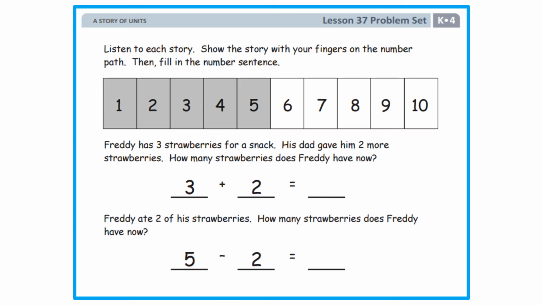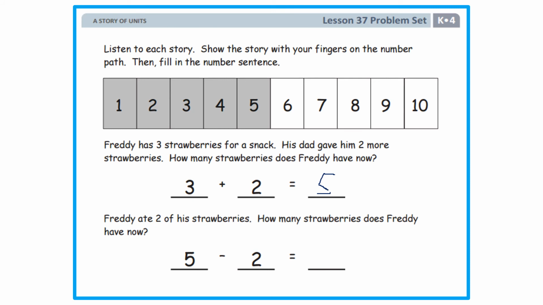How many strawberries does Freddie have now? So now you can use the number path or you can use your fingers. I'm going to choose to use my fingers. Freddie had 3 strawberries for a snack, so I'm going to show 3. And his dad gave him 2 more. How sweet. So I'm going to add 2. 1, 2. What's 3 plus 2? How many fingers do you have up? That's right, 5.